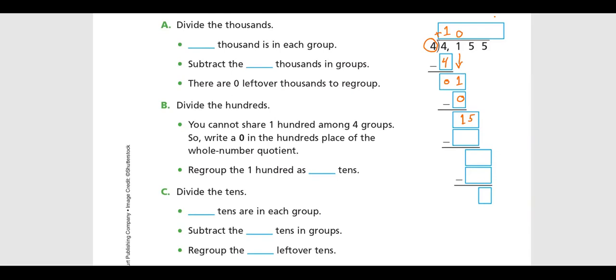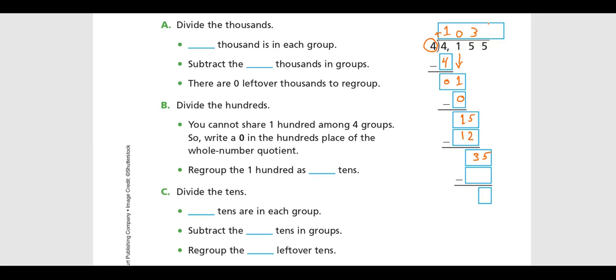So 15 divided by 4. How many 4s in 15? It's 3, because 3 times 4 is 12. 5 minus 2 is 3. 1 minus 1 is 0. Copy down 5. We have to notice that the remainder is always less than the divisor.